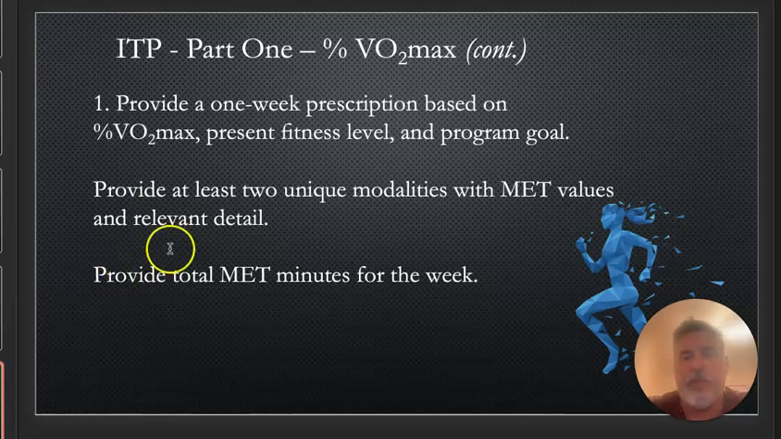Then you're going to provide a 1-week prescription based on the percent VO2 max, your present fitness level, and the program goal. Provide at least 2 unique modalities with MET values, so you can use the physical activity compendium to find those, and provide relevant details. The relevant details, I need to know what the intensity is so that I can see that you've done the MET value correct. Then provide total MET minutes. MET minutes equals METs times minutes for the week.